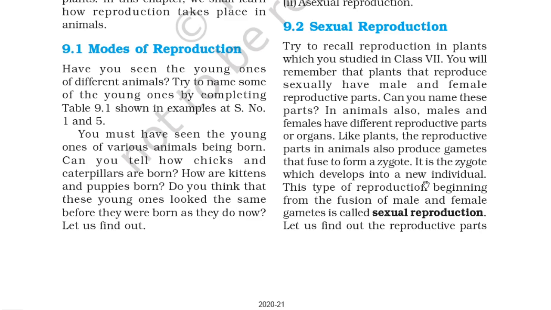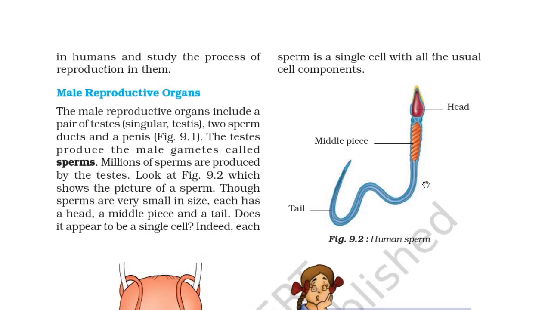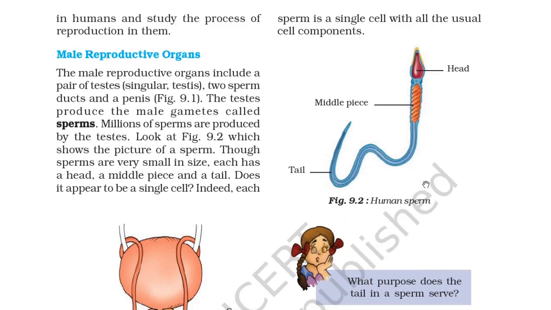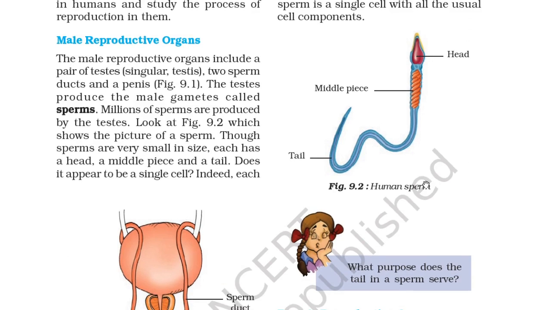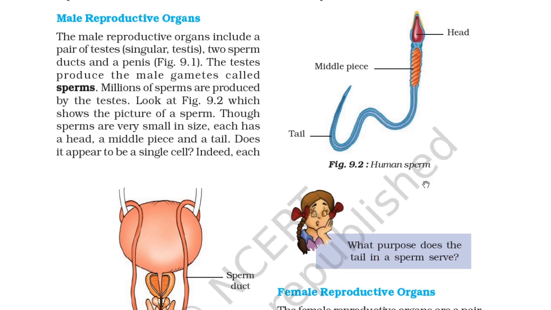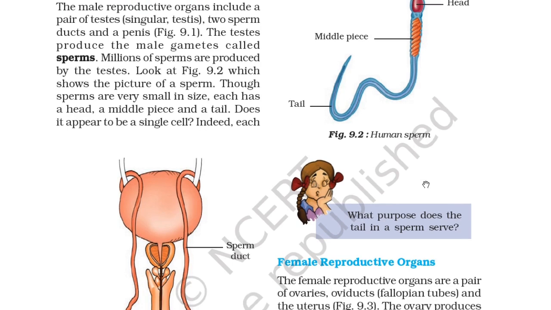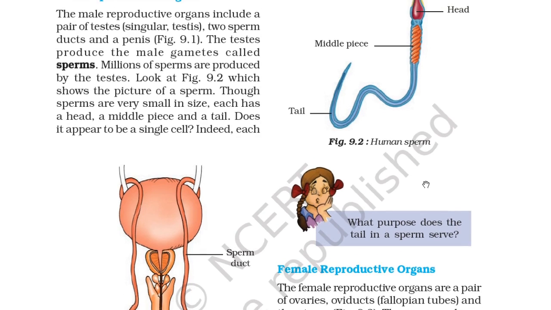Let us find out the reproductive parts in humans and study the process of reproduction in them. You can see here, the male reproductive organ. The male reproductive organ includes a pair of testes, singular testis, two sperm ducts and a penis. You can see in figure 9.1, the testes produce the male gametes called sperms. Millions of sperms are produced by the testes. Look at figure 9.2 which shows the picture of a sperm.